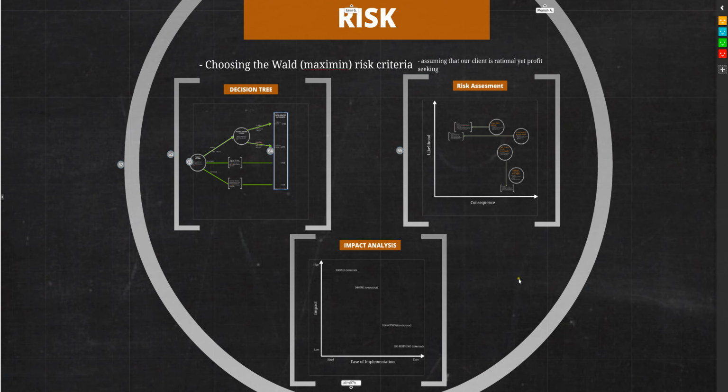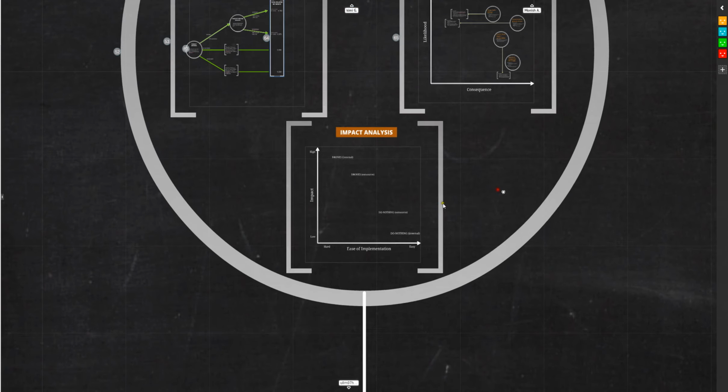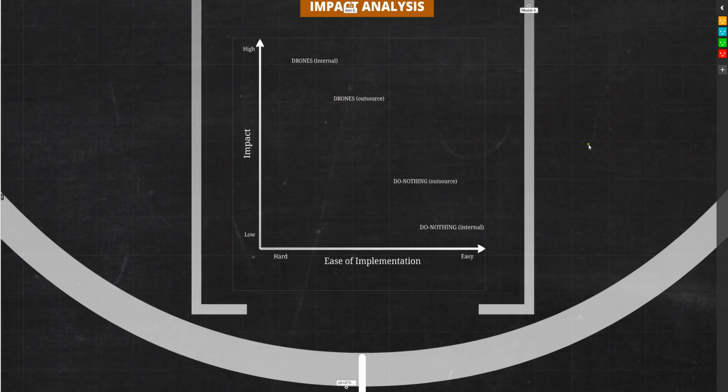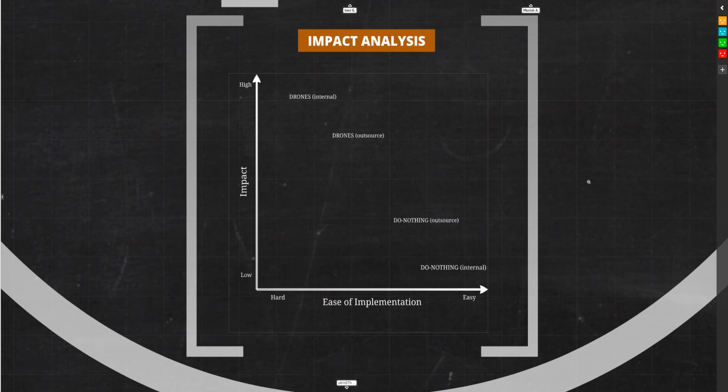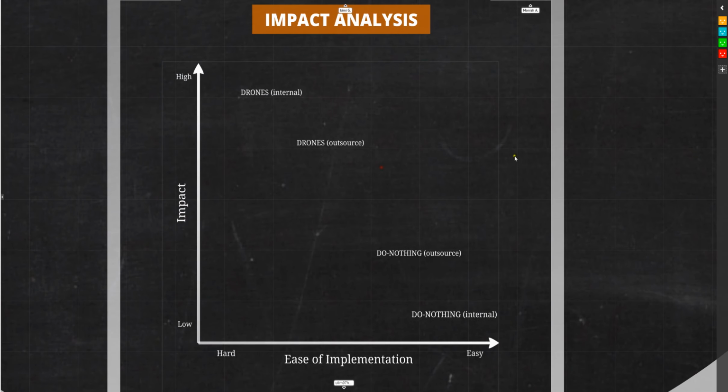So we'll begin with the impact analysis because this will lead us into the next two sections a little bit better. The impact analysis looks at the impact of a couple of different decisions that the business makes. On these axes, we've got ease of implementation of the decision and the impact of the decision. This is a bit of a spoiler, but we've modeled a couple of different decisions.